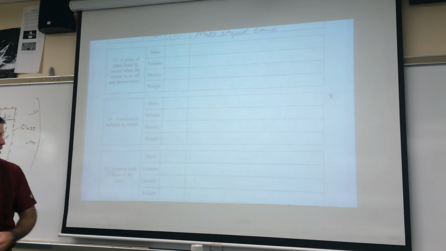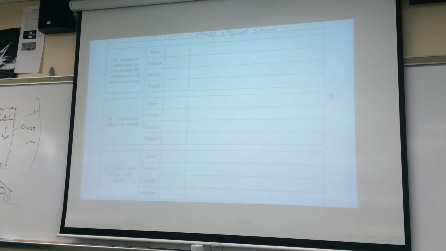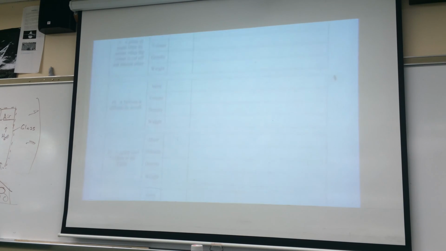The next one is about a moon rock that's taken back to the Earth. So you go to the moon, you pick up a rock, and you put it on your little shuttle, whatever it is, bring it back to the Earth. And when you're on the moon, you measure all these properties. When you're on the Earth, you measure them again. How do they change? So do those.